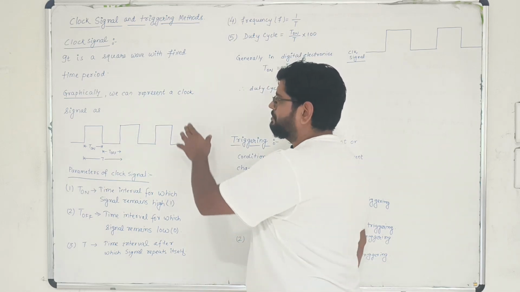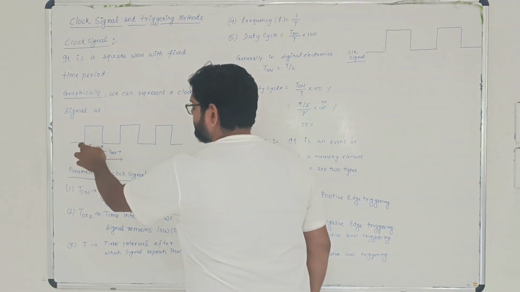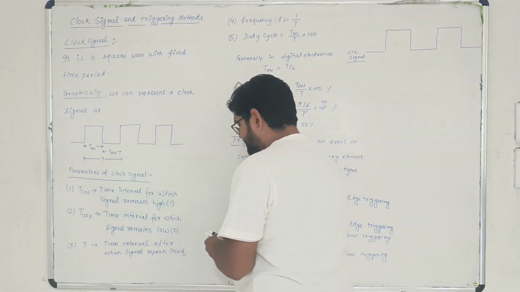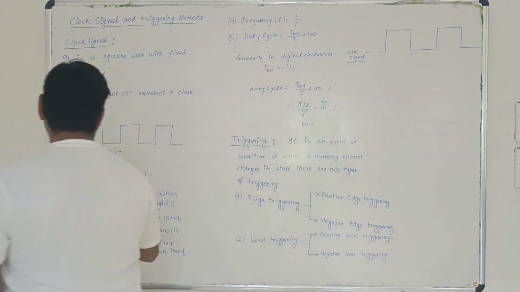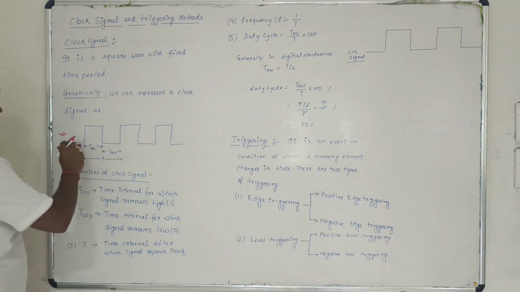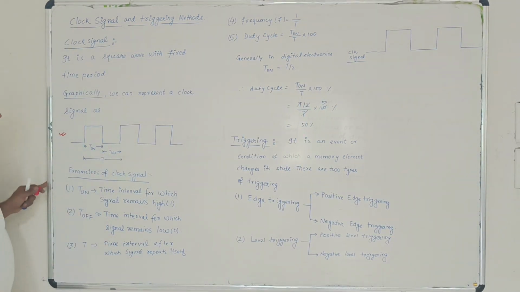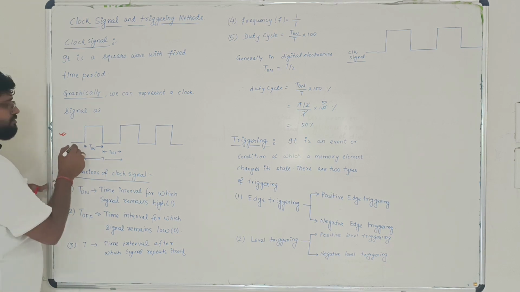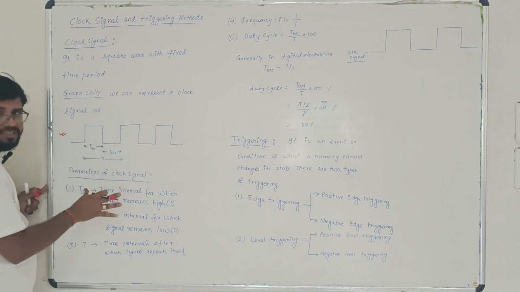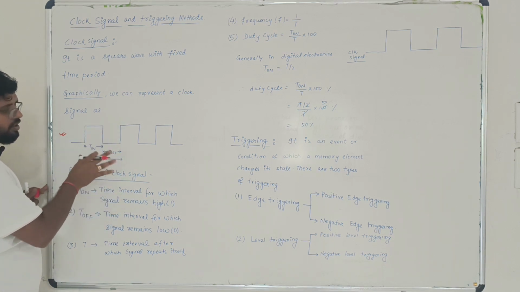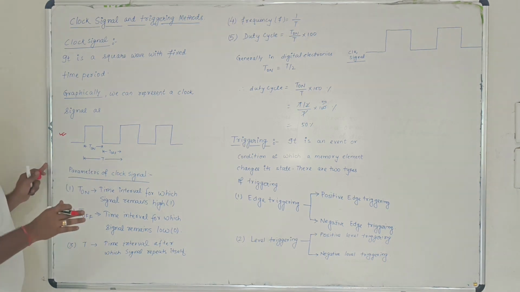Graphically, when we represent any clock signal, it is represented like this, as I have represented it over here by a simple square signal. Now after that we have to look at the various parameters present inside the clock signal, and we'll try to understand them one by one.